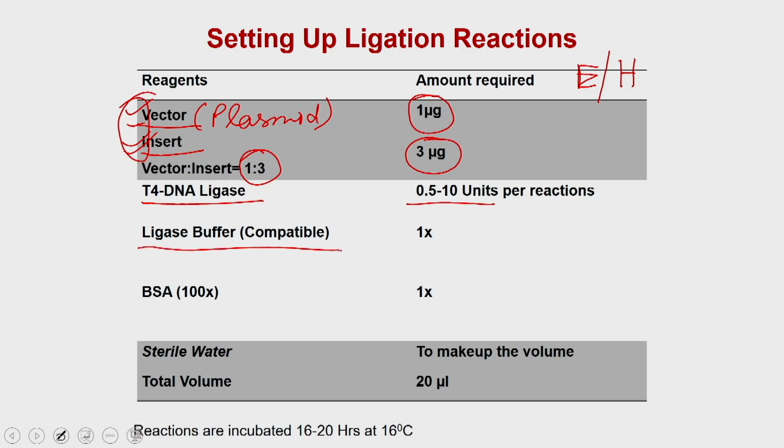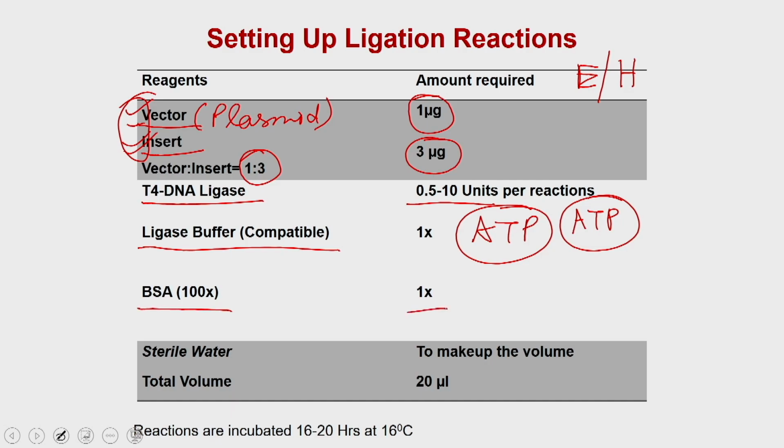You will put the ligase buffer, and this ligase buffer will contain the ATP. So, you have to store the ligase buffer at -20, so that there will be enough ATP present. Sometimes you have to add the ATP externally as well. If the ligation reactions are not working, then you also have to add the BSA, and sterile water up to the total volume. The total volume in the case of a ligation reaction is always very low, 20 microliter, compared to the restriction reactions, which are 50 microliter.